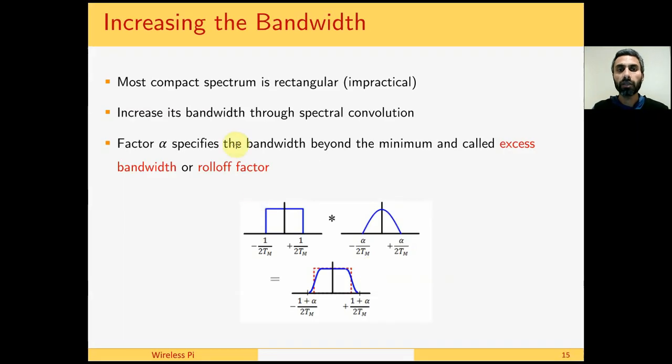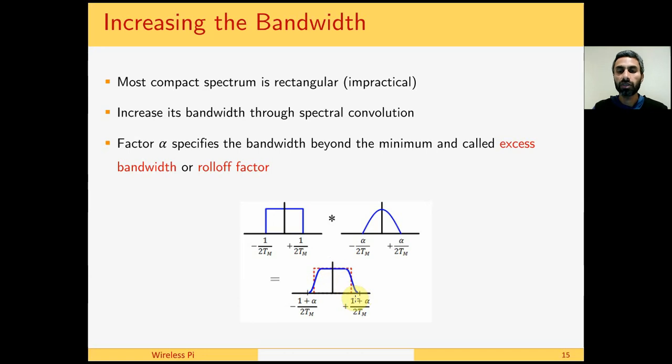Going towards a practical pulse shape, we know that the problem was the very wide and slowly decaying side lobes. So we want to compact the spectrum, and when we compact it, we make it a rectangular spectrum in frequency domain, not time domain. Now this is impractical. So what we do is that we say we can increase its bandwidth by some factor by convolving it with a spectral lobe. Imagine this shape sliding through the rectangular pulse shape. So it creates this smooth transition on both sides.